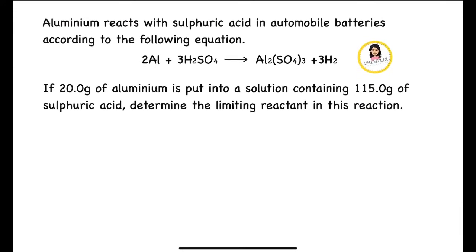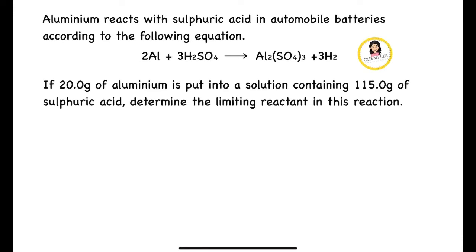Here, aluminium reacts with sulfuric acid in automobile batteries according to the following equation. If 20 grams of aluminium is put into a solution containing 115 grams of sulfuric acid, determine the limiting reactant in this reaction. So, the first easy step would be to determine the number of moles of the given species.